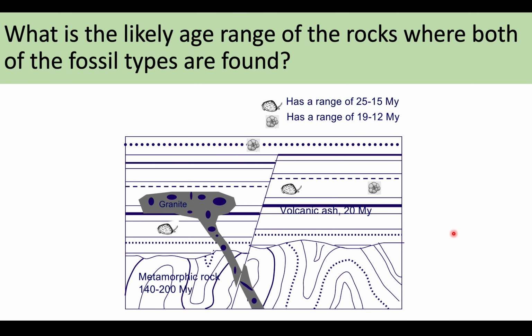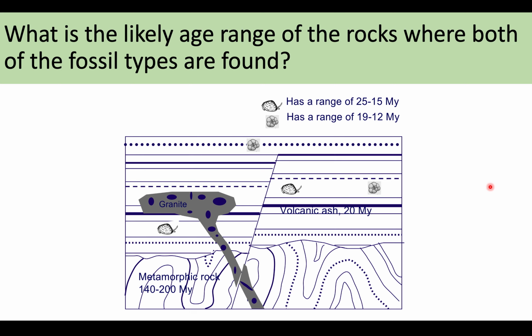So let's think about this example. What's the likely age range of the rocks where both the fossil types are found? Here we have the poofy shell fossil. Here we have the clam mussel looking fossil. Here we have both. So if I say the clam mussel looking fossil has an age range of 25 to 15 million years ago, and the poofy shell is 19 to 12 million years ago, what's the age range of the middle layer where you're going to have both? What is the possible age range of this layer when we find both fossils?